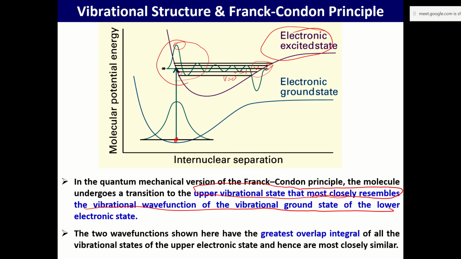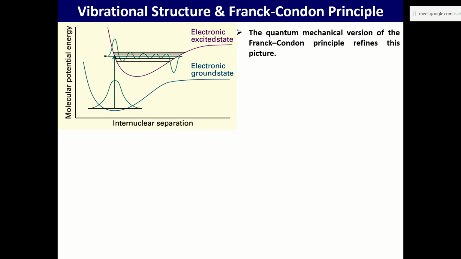And later on, the electronic arrangement has changed, so the electric field around the nuclei has also changed, and they will rearrange to a new equilibrium position. You see here, the mean position is here. Now it is vibrating about a different mean position as compared to the previous case. The equilibrium bond length has changed now in the excited electronic state, as given in the picture.